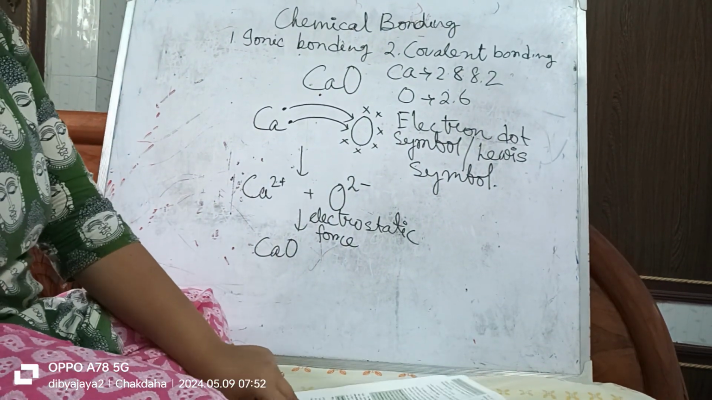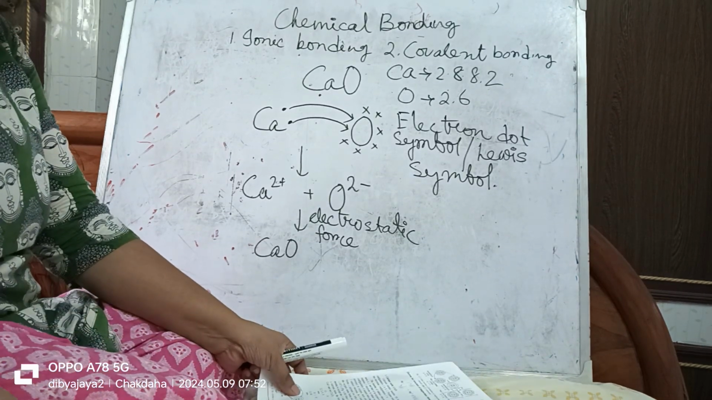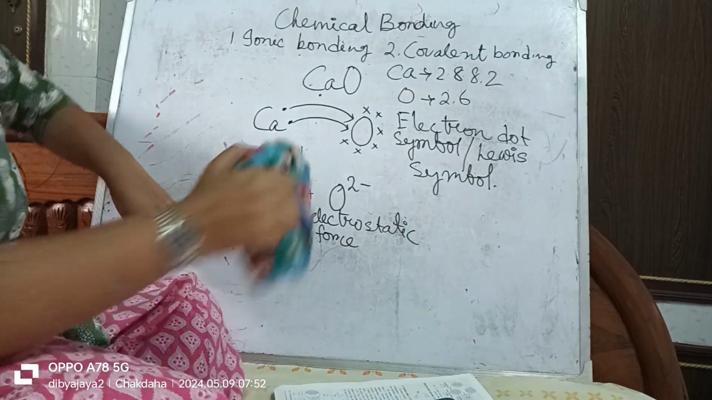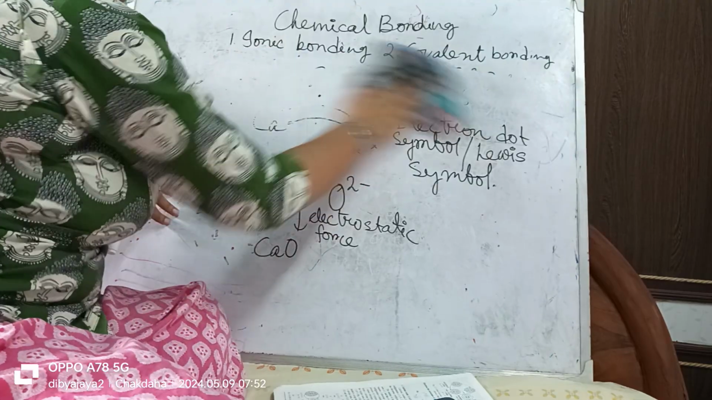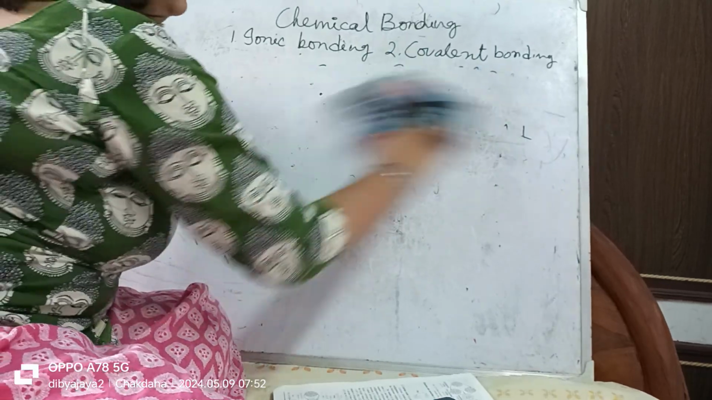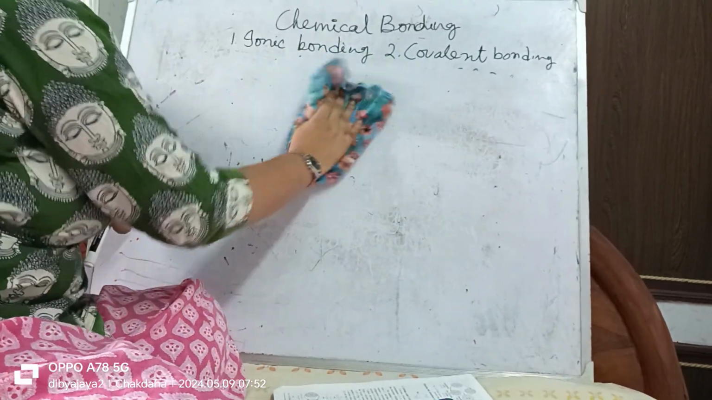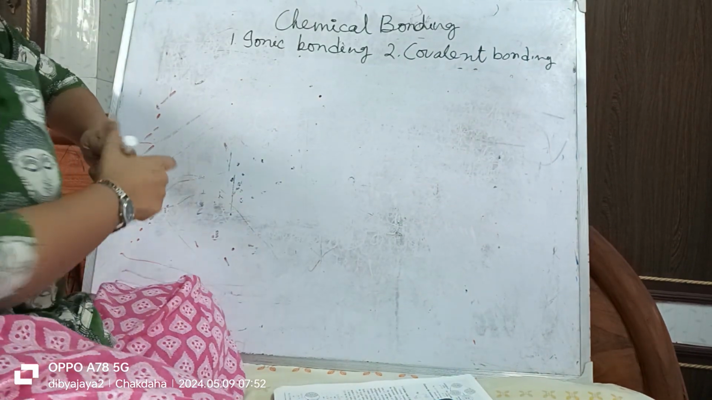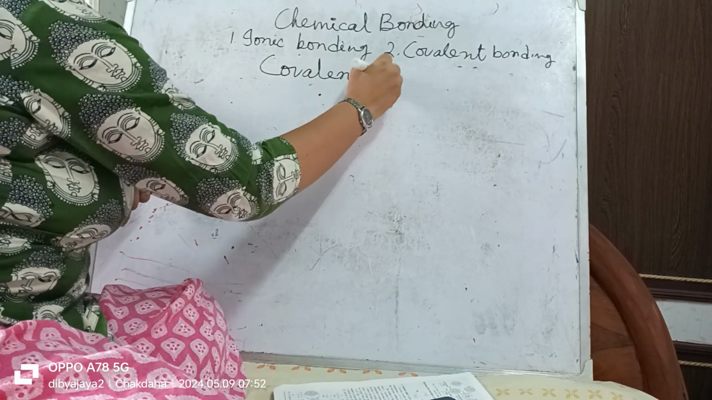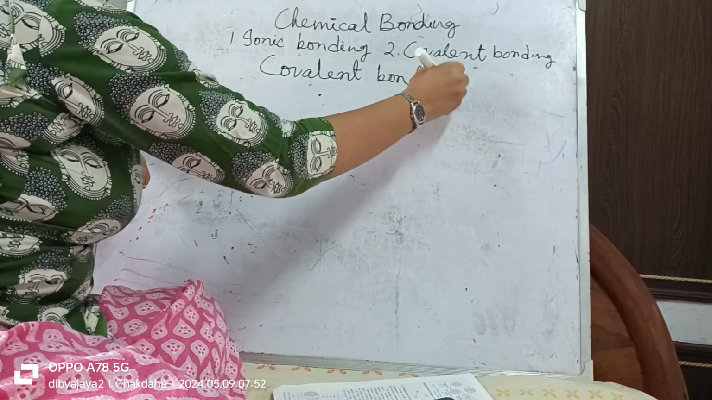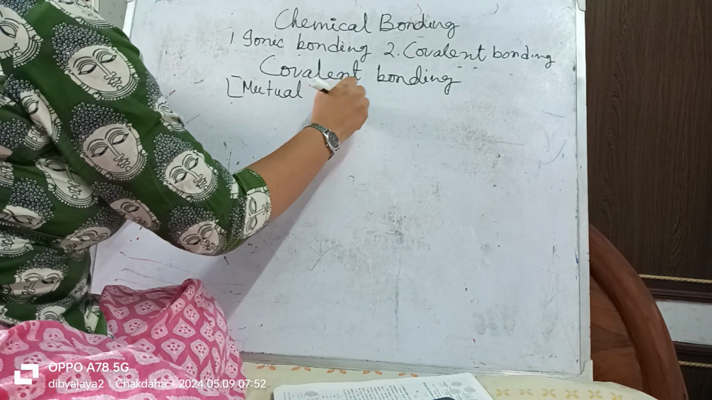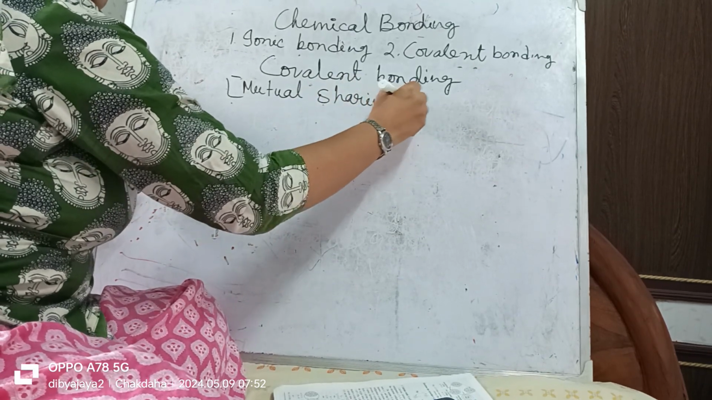so very good. Now come to covalent bonding. In covalent bonding, generally there is mutual sharing of electrons. In covalent bonding, mutual sharing of electrons.